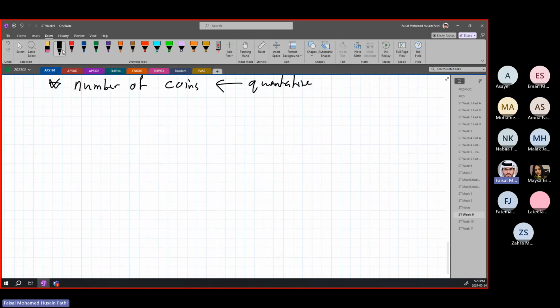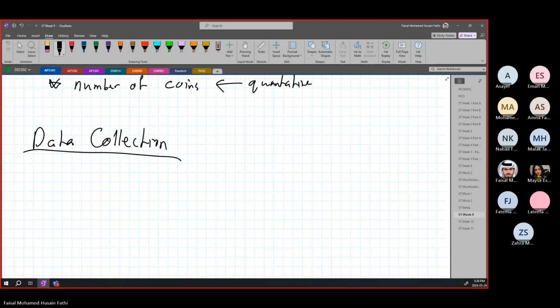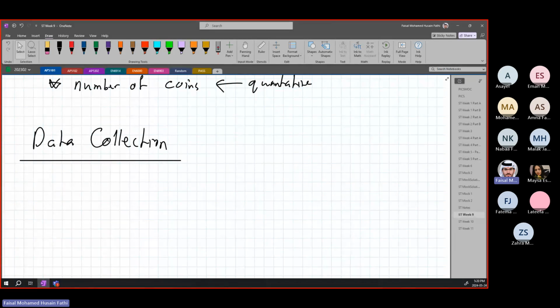Now let's talk about how to collect data. So the data collection. How is data usually collected? All right. There are a lot of different ways of gathering data. All right. The main one I kept on saying is usually through interviews.